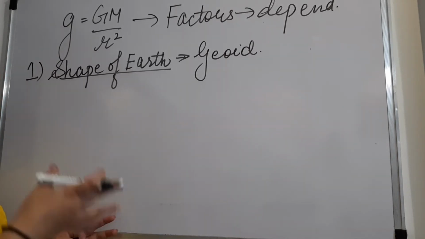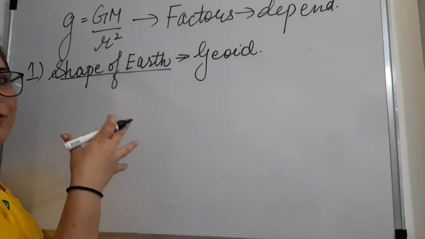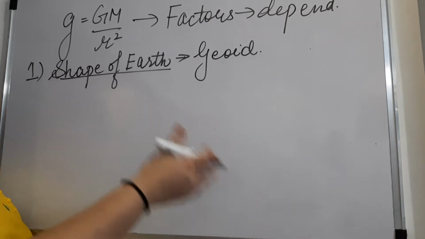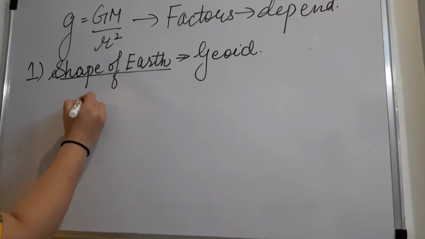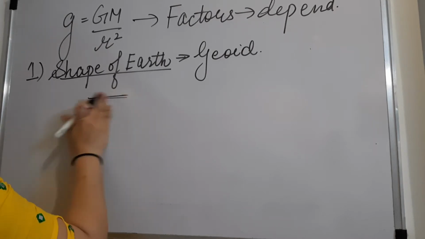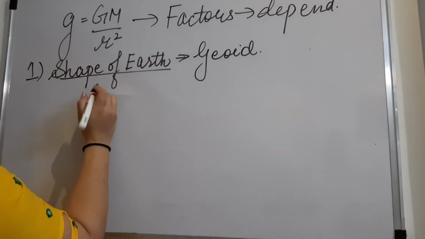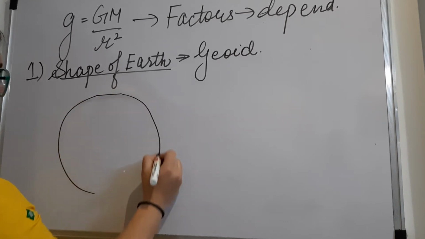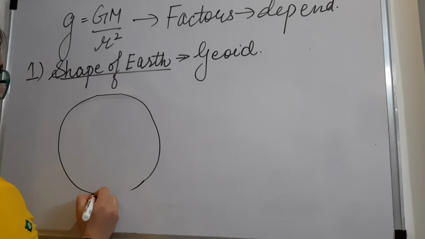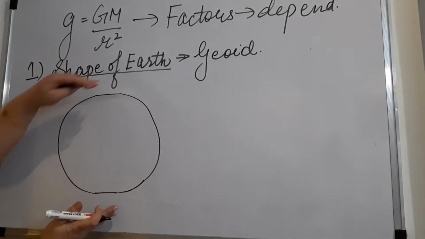Now here what I am going to draw is an exaggerated form of it, but it is not that flattened that I am drawing right now over here for you. Just to explain it to you in a better way, I am drawing this diagram, but it is not that flat. Okay, so flattened at the poles and bulged towards the equator. So this is how the geoid shape is. So here it is flattened.